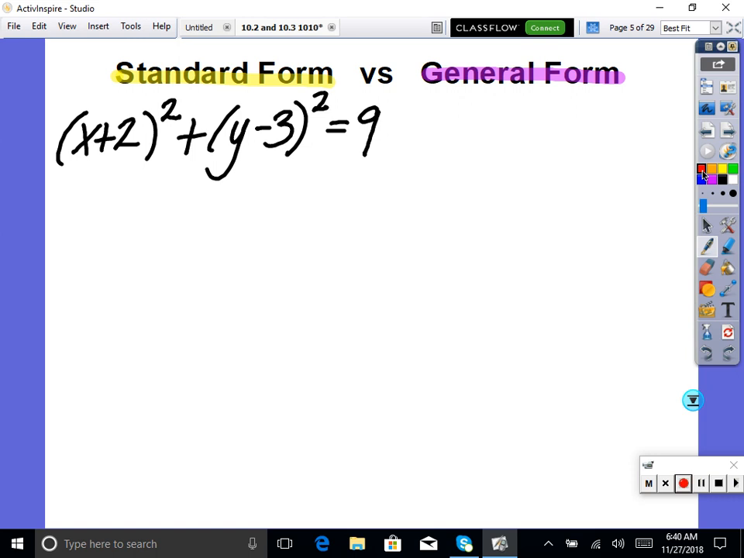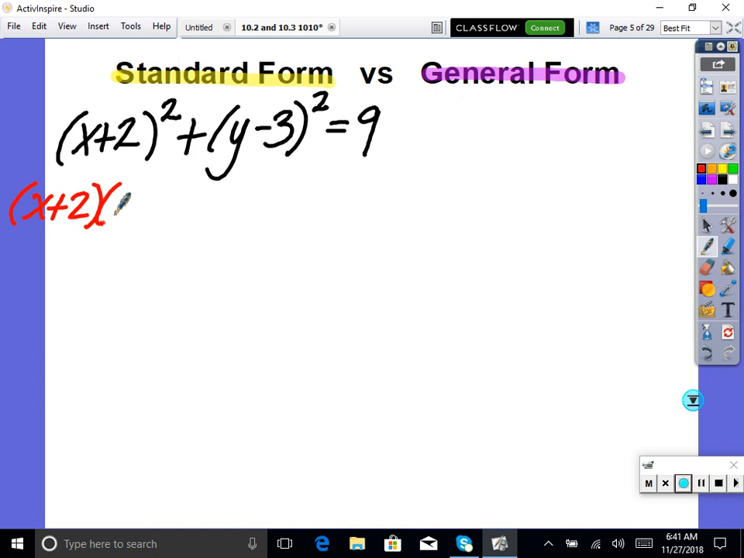Instead of having it in standard form, shifted form, it's kind of like vertex form of a quadratic. We can put something in standard form. It's worded so that standard form is the shifted form. General form is to actually multiply it out. I'm just showing you where the general form comes from right now, so don't necessarily write this down. It's not important.